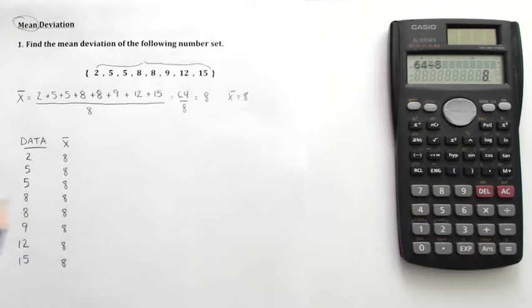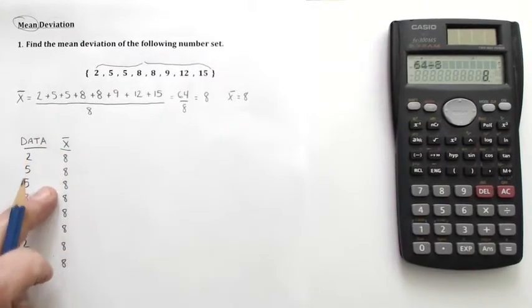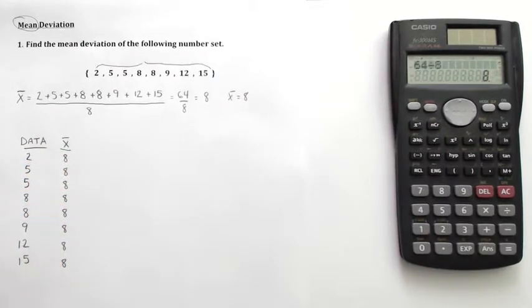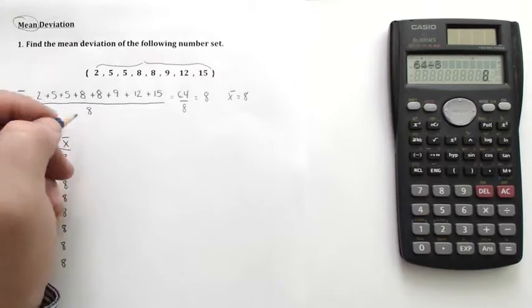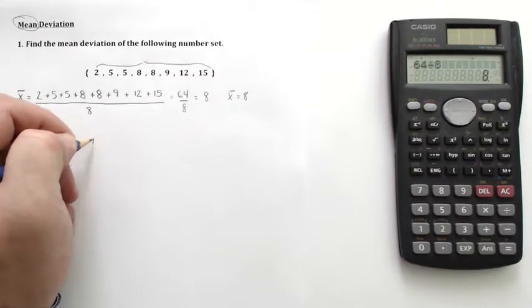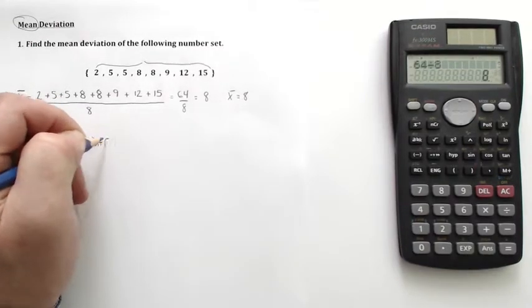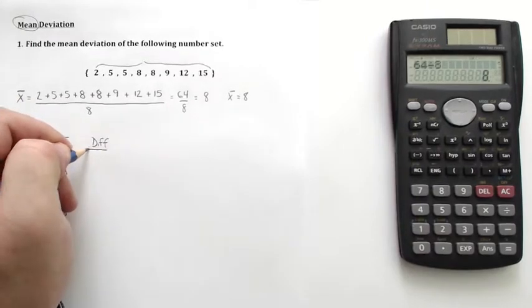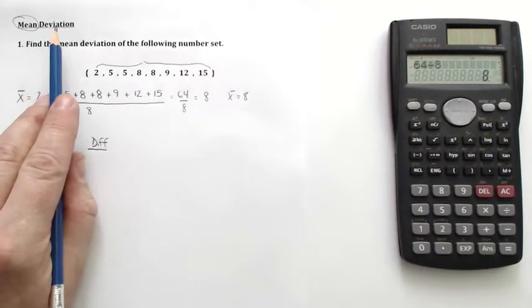Now, some people say, sir, do I really need to write down that 8 all those times? I know it's the same number. And the truth is no, you don't actually need to write it down every single time, but for making it clear, I've chosen to do that for you. The next thing to write down is the difference. The difference is really important because that's what's going to give us our deviation.